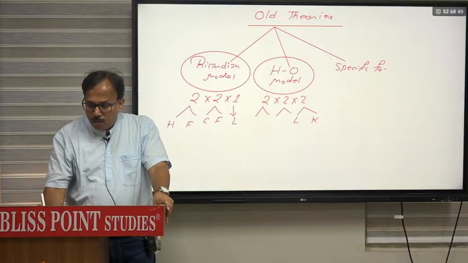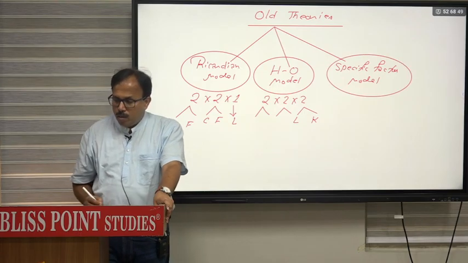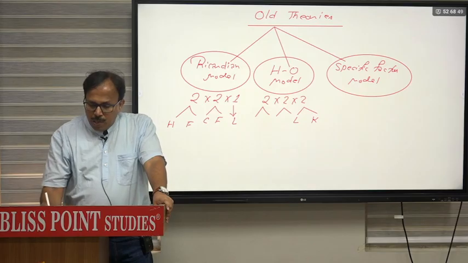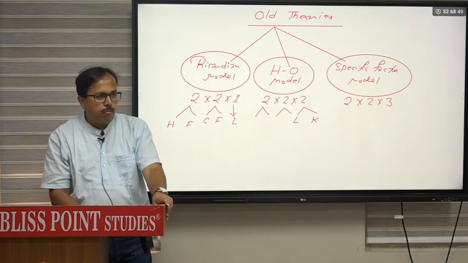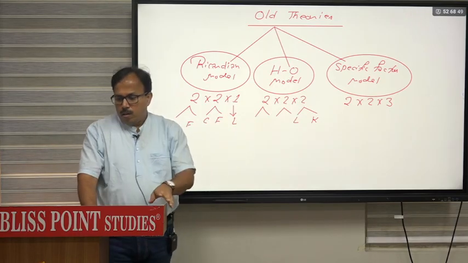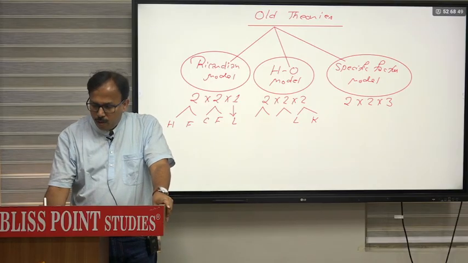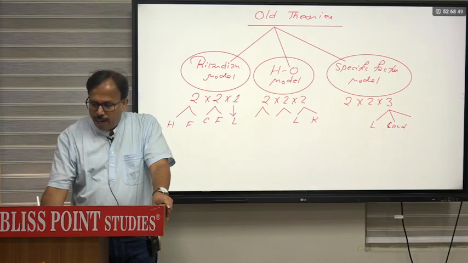Third model, after that we will be discussing the specific factor model. A specific factor model. Okay, this specific factor model is a 2 by 2 by 3 model. So we start with 1 factor, then 2 factors, then 3 factors: labor, land, capital. Suppose we have labor, another factor land, and capital.